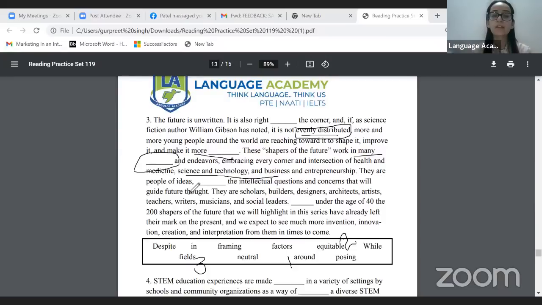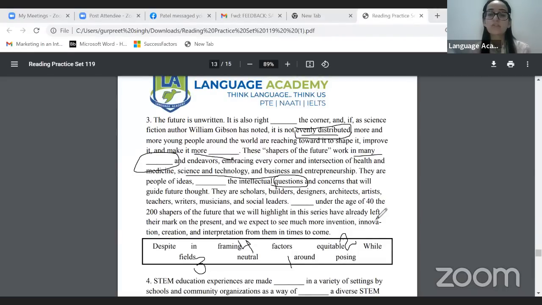They are people of ideas, blank the intellectual questions and concerns that will guide future thought. Questions are framed, so that is why we'll go with framing the questions. It means these are the people who are framing the questions that will guide future thought. Who are these people? These are scholars, builders, designers, architects, artists, and social leaders.